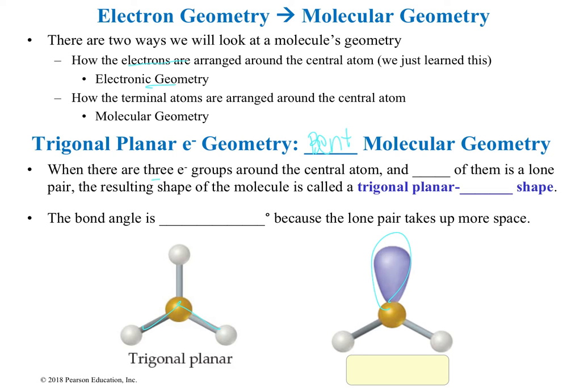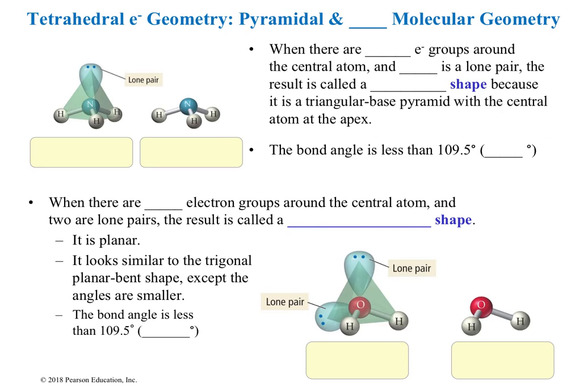So again, when we have 3 electron groups and one of them is a lone pair, meaning the other 2 are from bonds, this is a trigonal planar bent shape. And the bond angle is a little less than 120, because this electron group is taking up a little more space than it would if it was a bond, squishing these angles a little bit closer together, so it's less than 120.